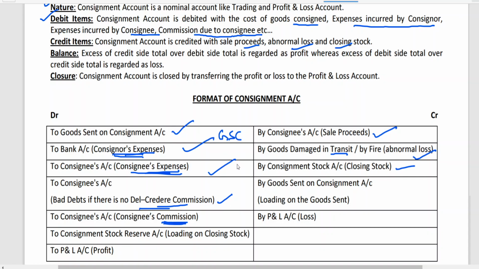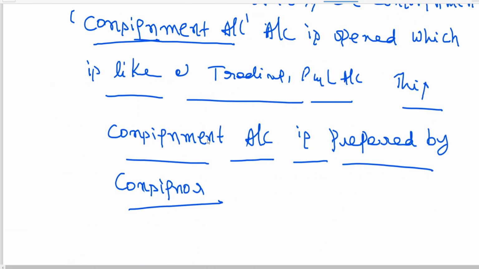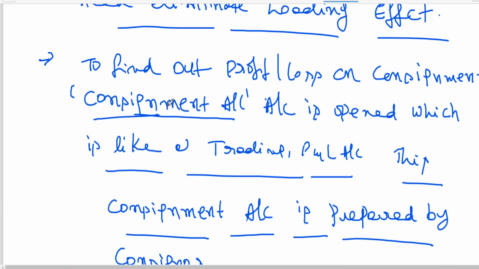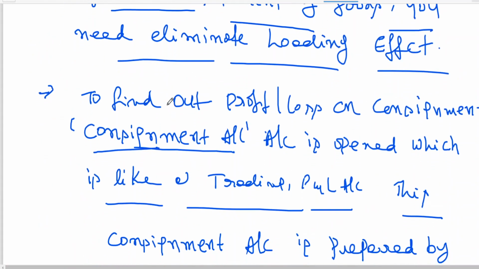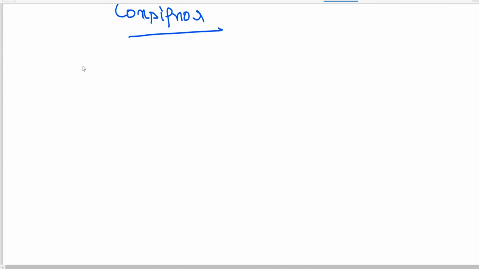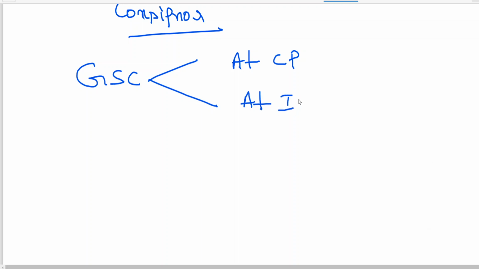Okay, now coming back to the problem, the remaining things we discuss. Coming back to this, I told you why you should send the goods. Goods sent on consignment can be sent in two ways. Goods sent on consignment, GSC, can be at cost price or at invoice price.